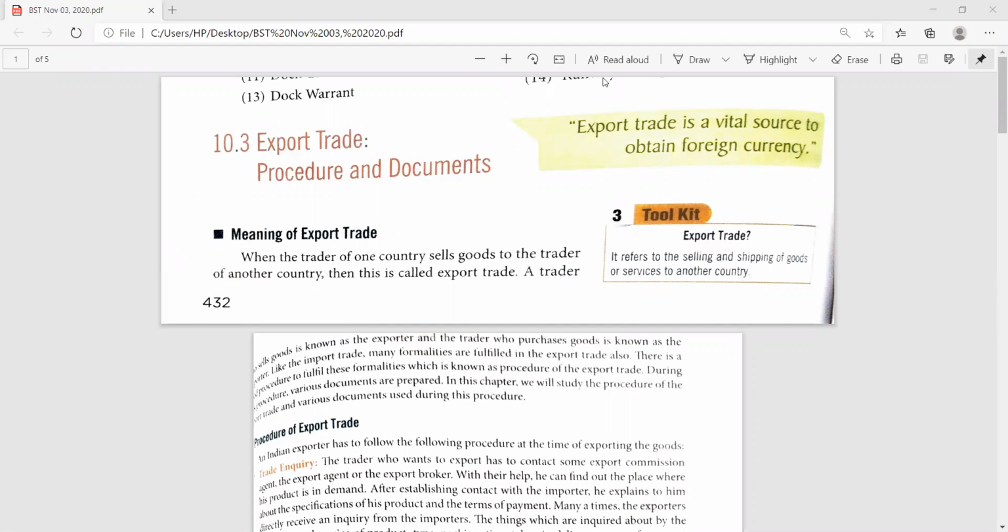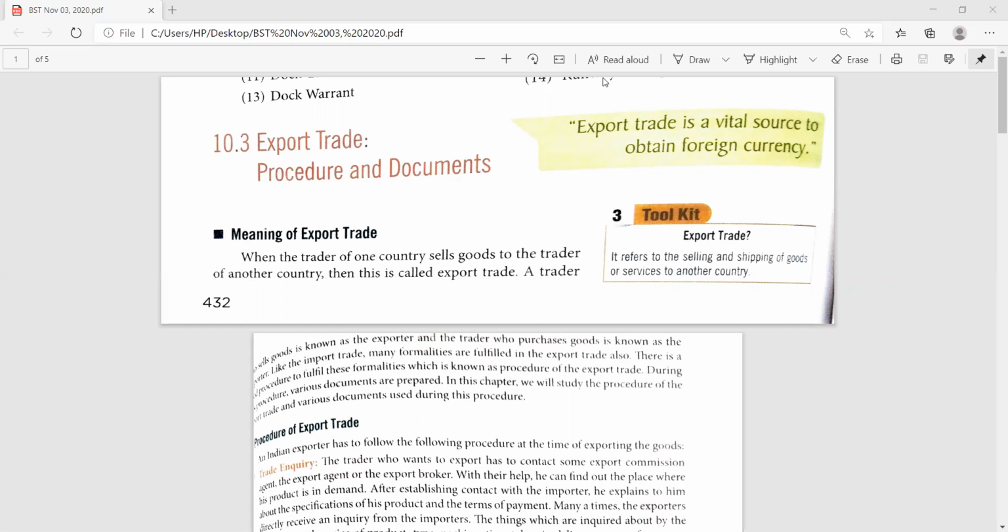Good morning, students. Let's start export trade, its procedure, and the documents used in export trade. Yesterday we did the complete procedure of import trade. Usually students say that they get confused between the two procedures. The steps get mixed up. If you want to get rid of this problem, do one thing. Today we will learn the export trade as well.